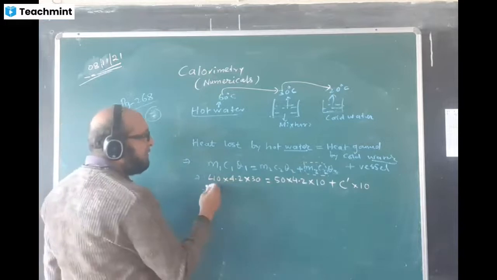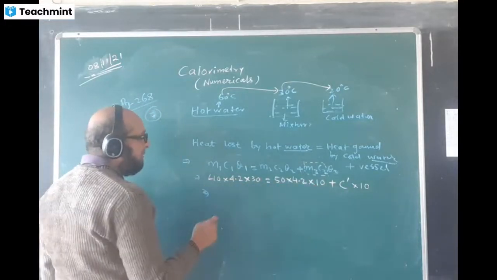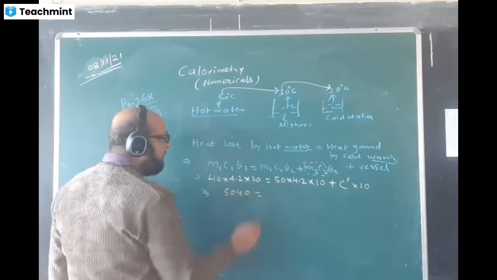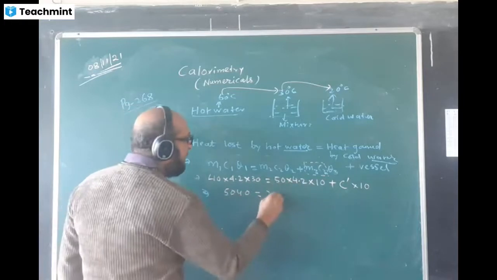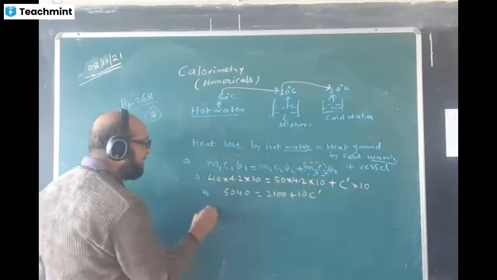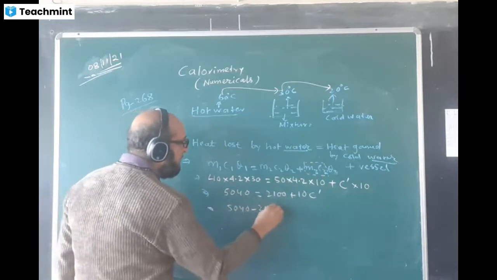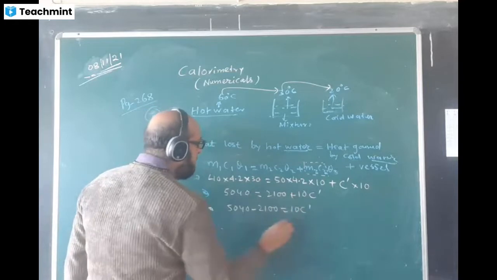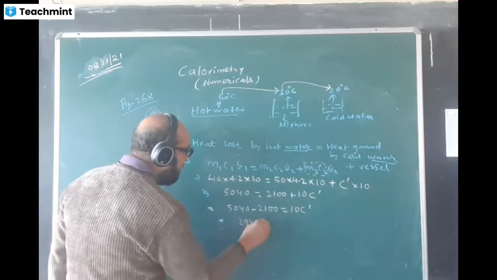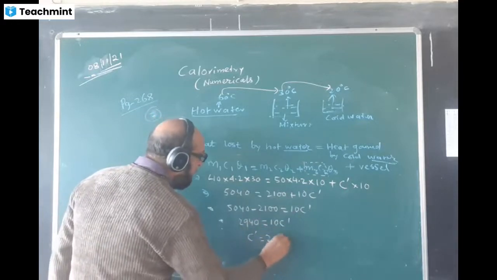Now find the value of C dash. Multiply everything here, you get 5040. Multiplying here, you get 2100. This is coming 10 C dash. Now find the answer. This minus this: 5040 minus 2100, 10 C dash, subtracting, 2940 is equal to 10 C dash. So the C dash value is coming 294.